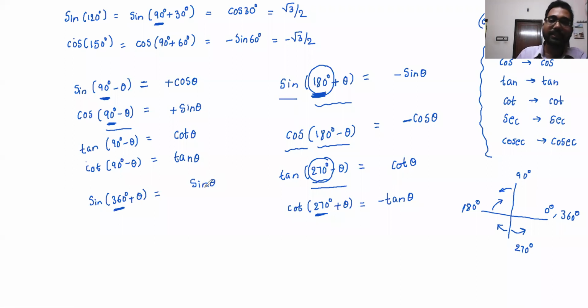And 360 plus theta is a fourth quadrant angle. This is 360 plus theta. It is in fourth quadrant. So in fourth quadrant, what is sine? Sorry, 360 plus theta is first quadrant. In first quadrant, sine is positive. So we'll just leave it with a plus sign. So it is going to be plus.